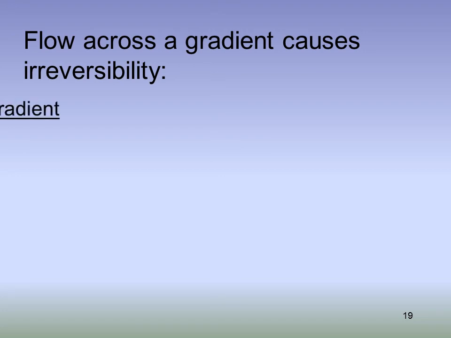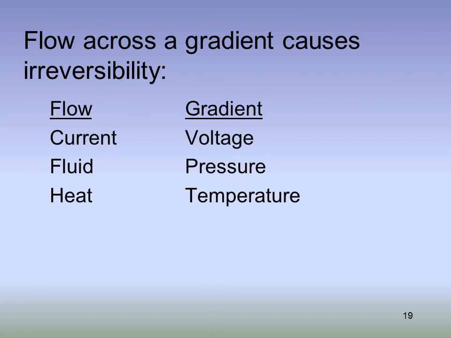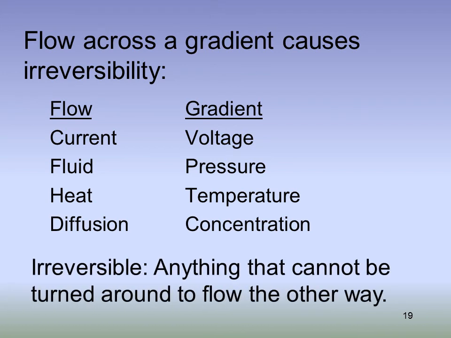Okay, the flow across a gradient causes the irreversibility. And I just want to point out that this happens with all kinds of flows. A current flow due to voltage, a fluid flow due to pressure, a heat flow due to temperature, or a diffusion mass flow due to concentration. Anything that cannot be turned around to flow the other way spontaneously is irreversible. Water falling downhill, heat flowing from hot to cold, and so on. If it wouldn't happen spontaneously the other way, then it's irreversible.